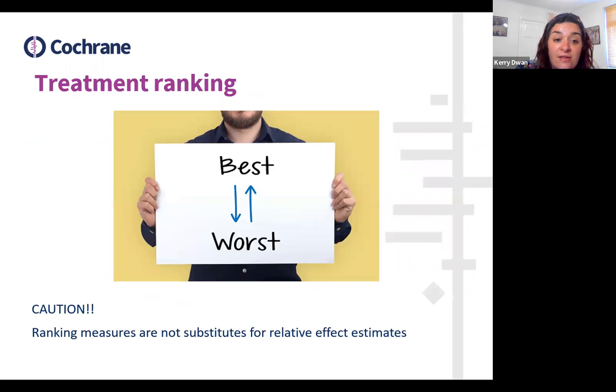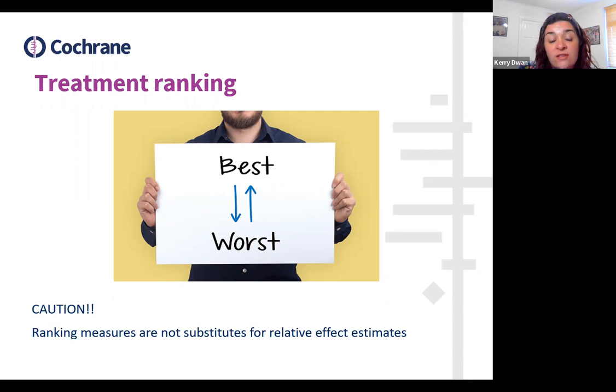Treatment ranking is also an option for reviews with network meta-analysis, although just as it's noted on the slide, as a caution, ranking measures aren't a substitute for the relative effect estimates. So relative effect estimates also need to be presented. And there's a recent paper by Georgia Salanti and colleagues that states that network meta-analyses that aim to rank treatments should state the treatment hierarchy question they aim to address, and then employ the appropriate ranking metric to answer it.